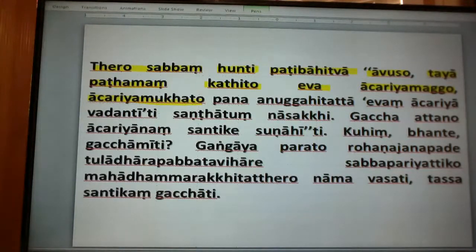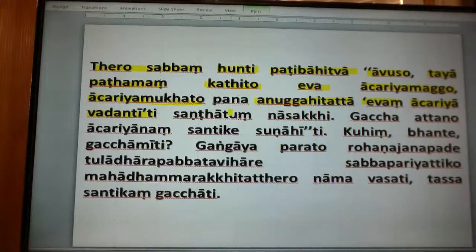Acharya Mukhopana Anugahitata. Anugahitata means you didn't learn. You didn't learn from the way of the teacher and from the mouth of the teacher. You didn't learn. So he says like this. So Evam, like this. Evam Acharya Vadantiti.